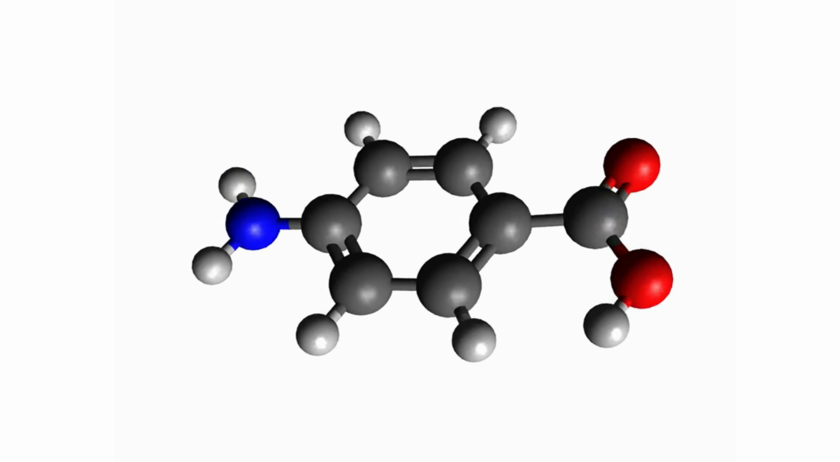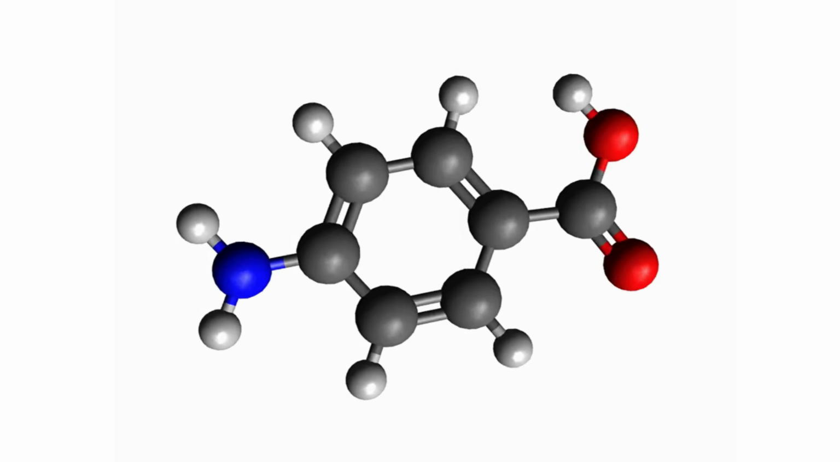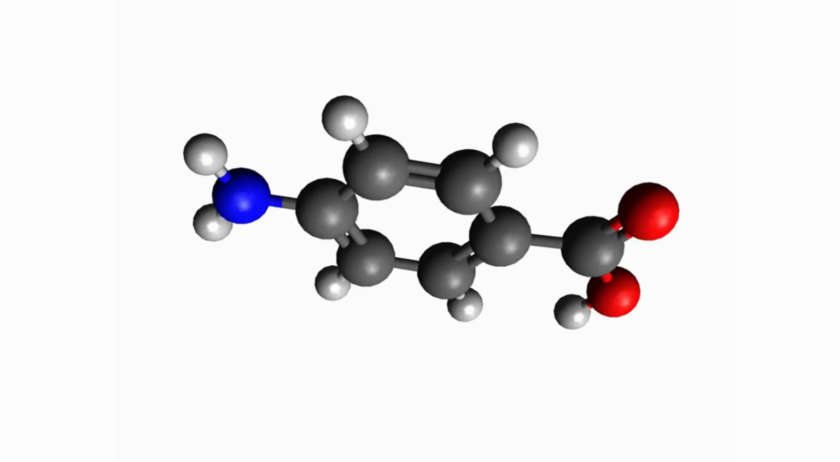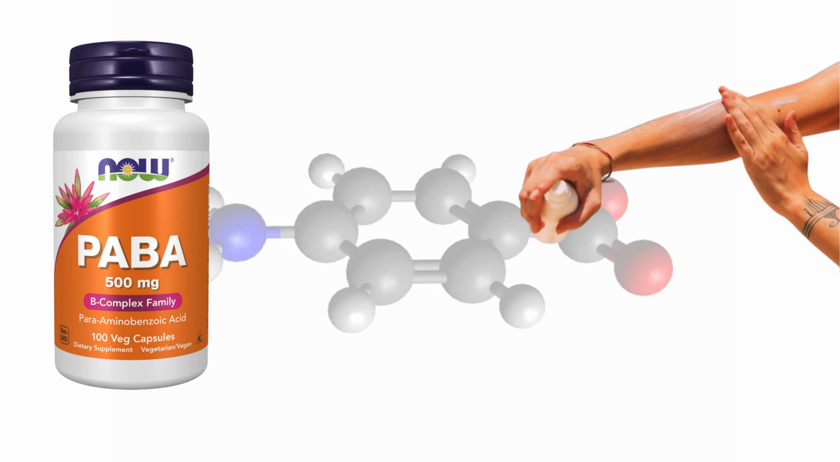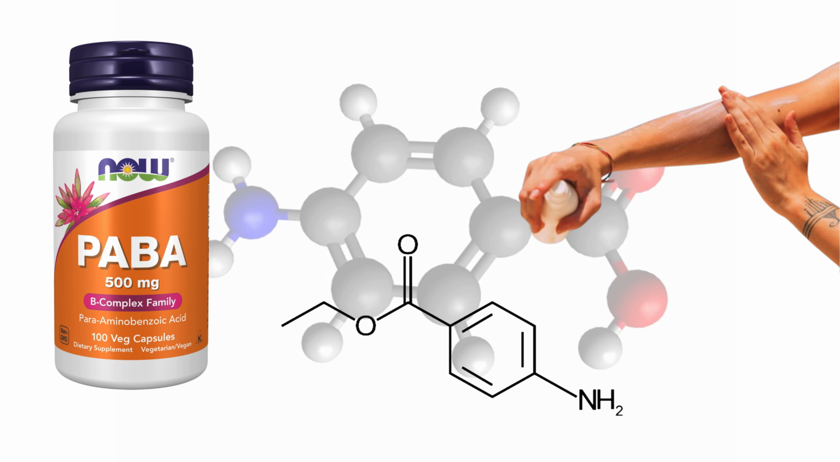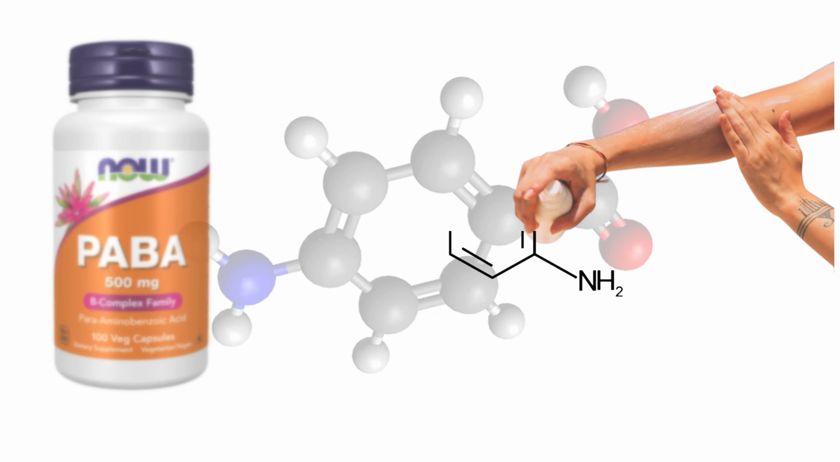Para-aminobenzoic acid, also known as PABA, is a benzene ring with carboxyl and amino groups on opposite sides. It is used in the production of sunscreens, dietary supplements, or even as a building block for other pharmaceutical products.